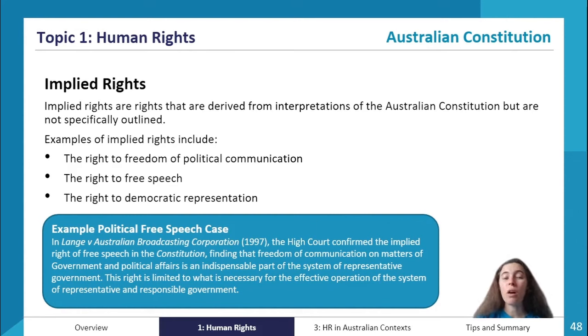So it's interesting here how an implied right was relevant in a High Court ruling. So even though they're not express rights, they still are important in society, and they still can have a bearing on important decision making and outcomes for people.